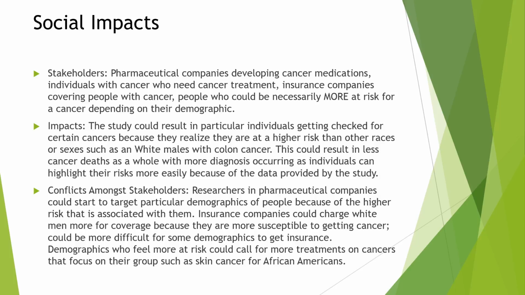Conflicts amongst these stakeholders: researchers and pharmaceutical companies could start to target particular demographics of people because of the higher risk that is associated with them. Insurance companies could charge white men more for coverage because they are more susceptible to getting cancer, and charge less for Hispanics or Blacks, which could make it more difficult for some demographics to get insurance, or easier for others. Demographics who feel more at risk could call for more treatments on cancers that focus on their group, such as skin cancer for African Americans, which has been a notable issue for the African American community.